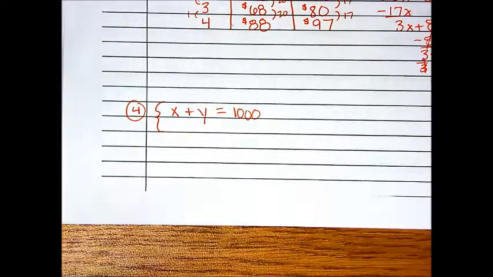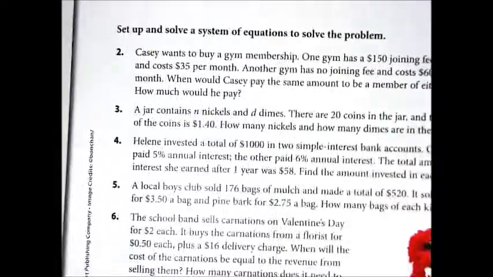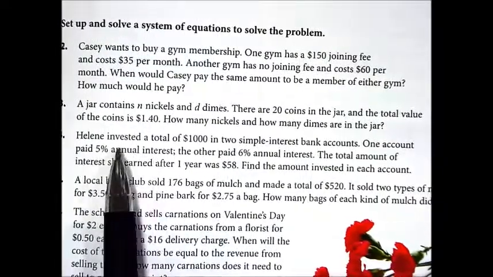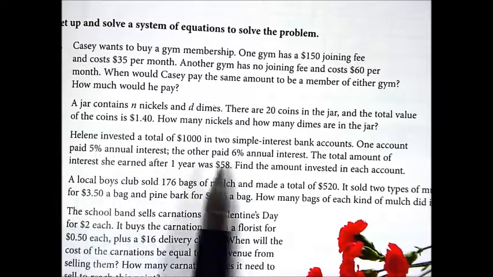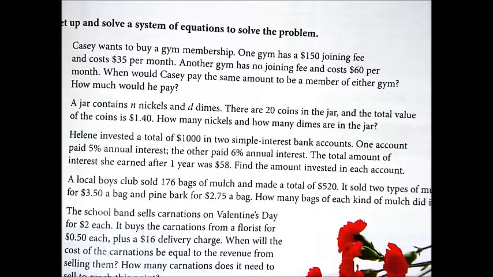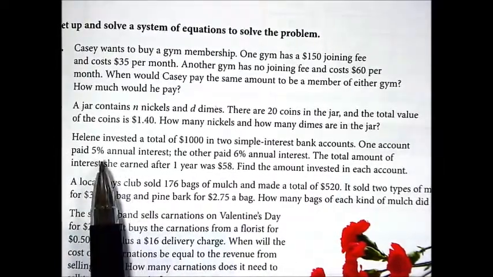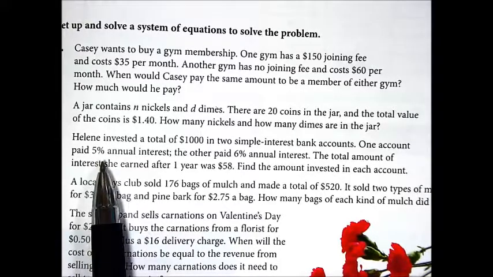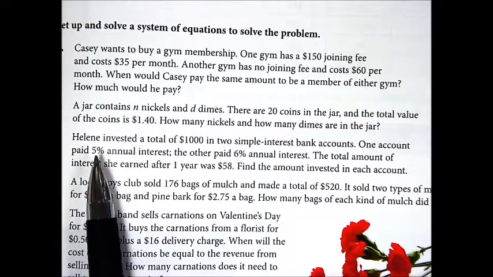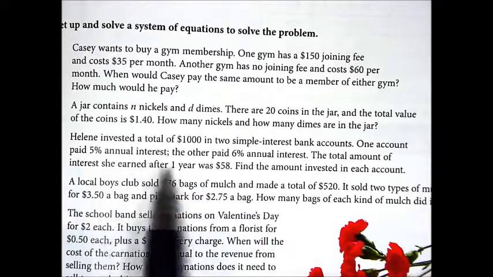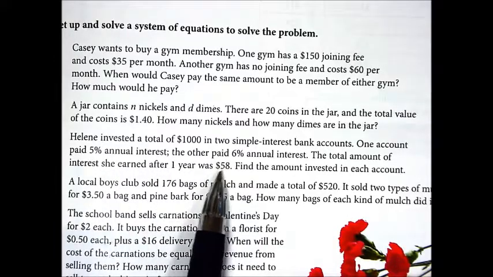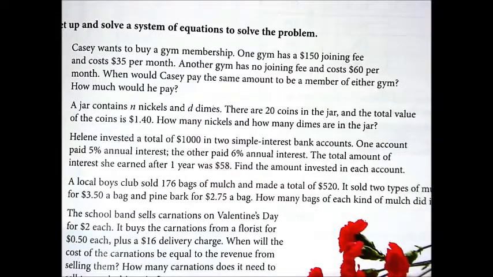Okay? And then I wanted to talk to you about the interest to make sure we don't do anything crazy with that. When they tell us things like, hey, one account had 5% annual interest and one paid 6% annual interest, I want to remind you that you don't put percentages in your algebra equations ever. When you run across a percent, you write it as a decimal. So 5%, be careful, that's not 0.5, it's 0.05. 6% is 0.06. And guys, they're telling you that she earned a total of $58 in interest. That's from both accounts.